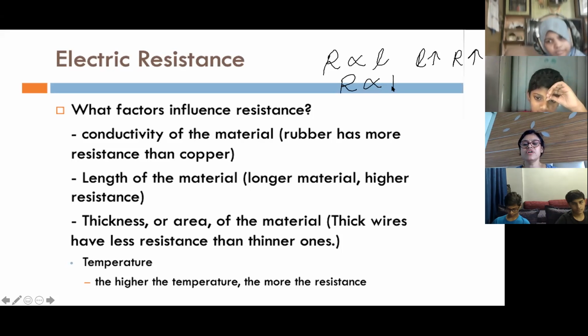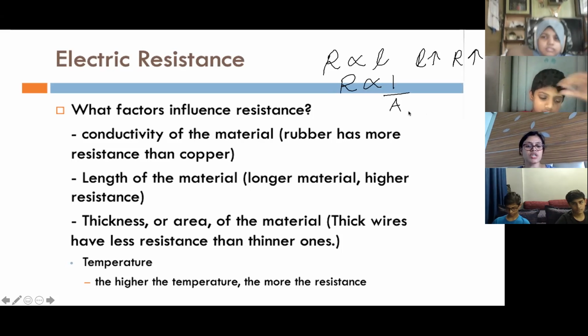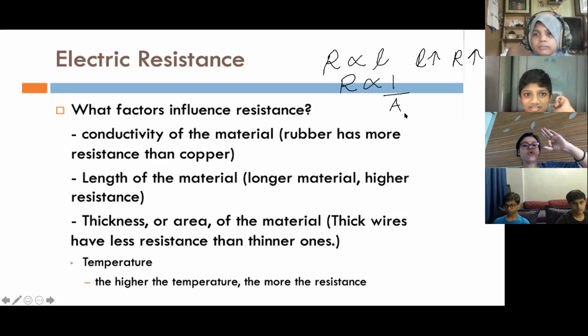Resistance is inversely proportional to area of cross section. Now what is area of cross section? Every time I explain to you what is a cross section. The end portion, if you look, that is the cross section. So the cross section of a wire is a circle. So if you take a thick wire, your cross section is a big circle. If you take a thin wire, the cross section will be a small circle.